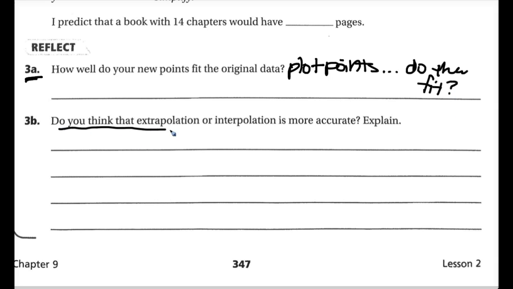Do you think extrapolation or interpolation is more accurate? Explain. So is it more accurate to make a prediction outside of the data or within the data? That's completely your opinion. Explain why. And that's it.